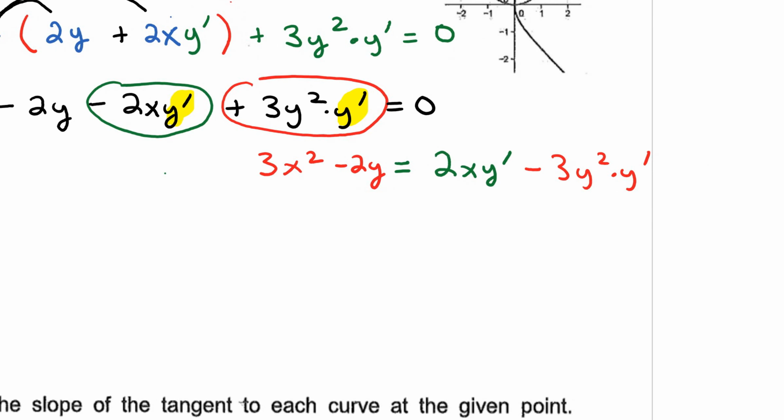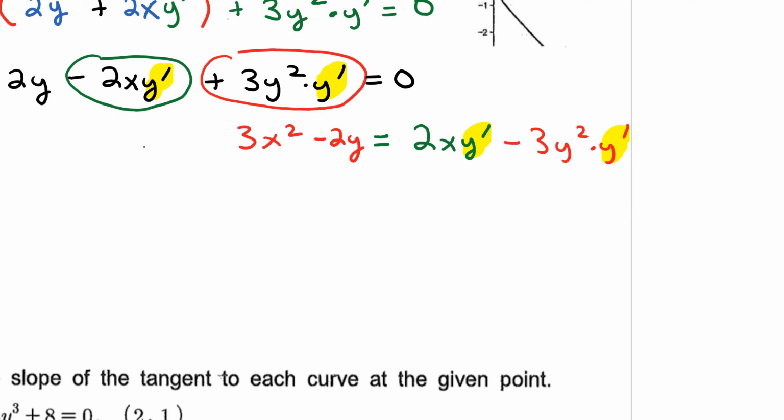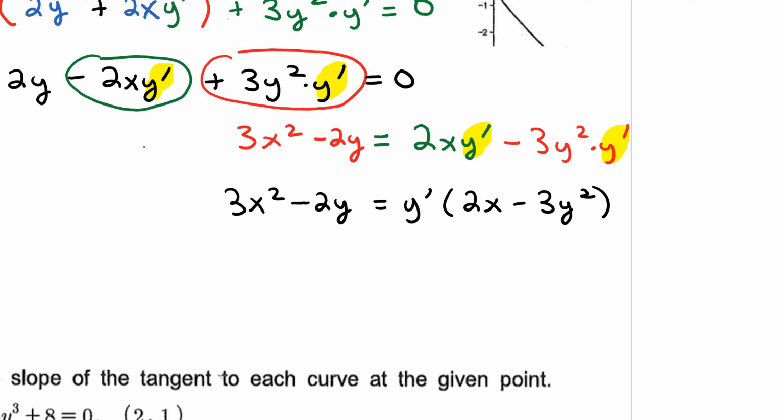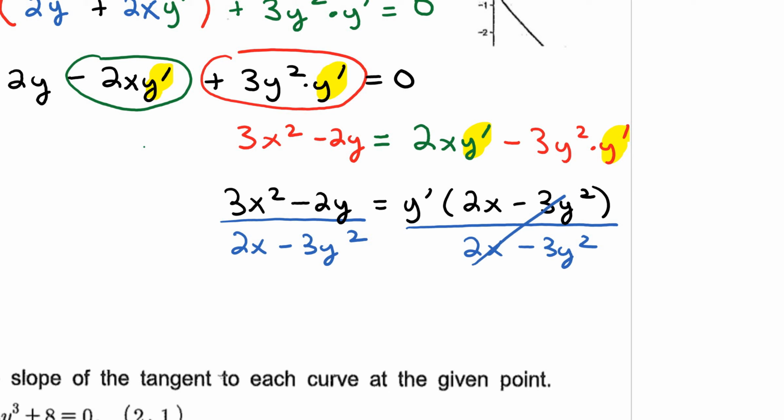All right, so now that I've got the y primes all on one side, I can highlight the y primes, and I can factor those out. So if I factor out the y primes, I would get 2x minus 3y squared. And on the left-hand side, I have 3x squared minus 2y. And finally, in order to completely isolate for the y prime, I can now divide by 2x minus 3y squared and divide this side by 2x minus 3y squared. Those will cancel, and now I'm left with y prime, and my final answer, just rewriting this one more time, would be 2x minus 3y squared.